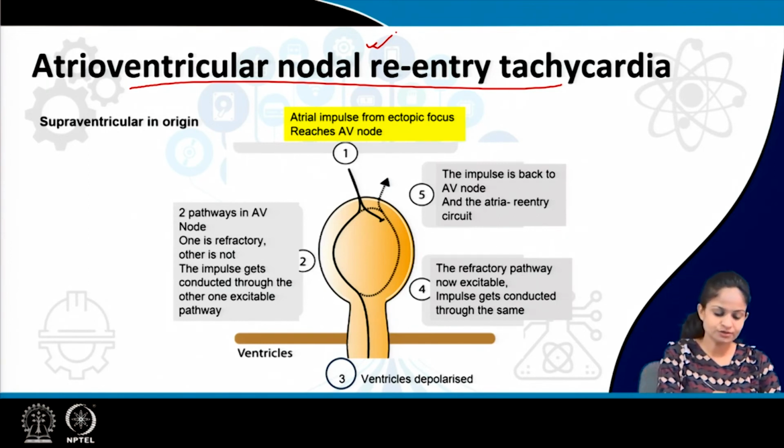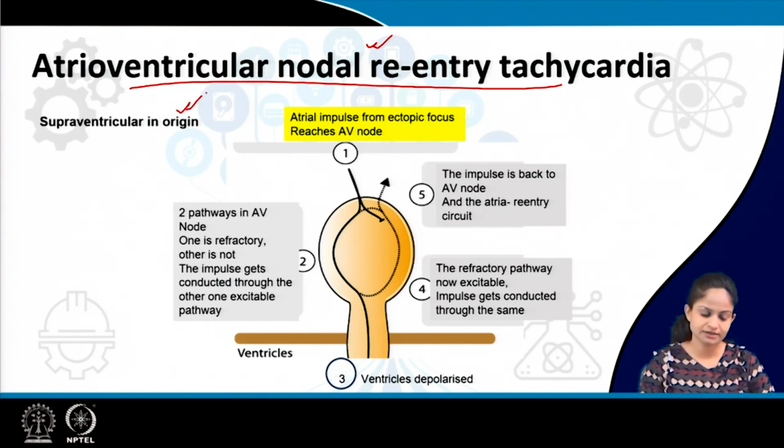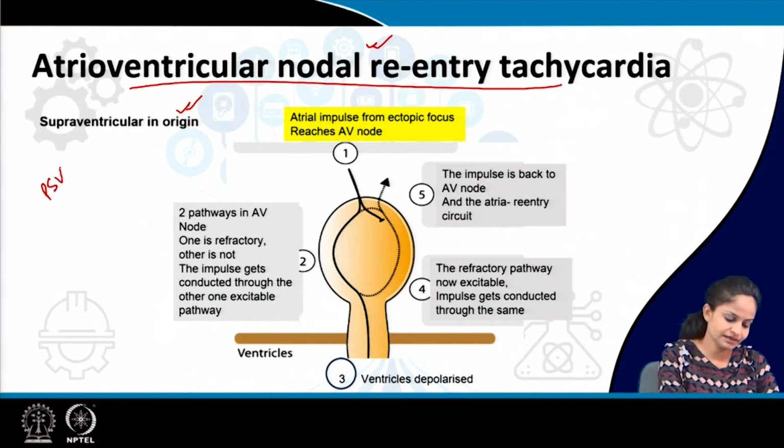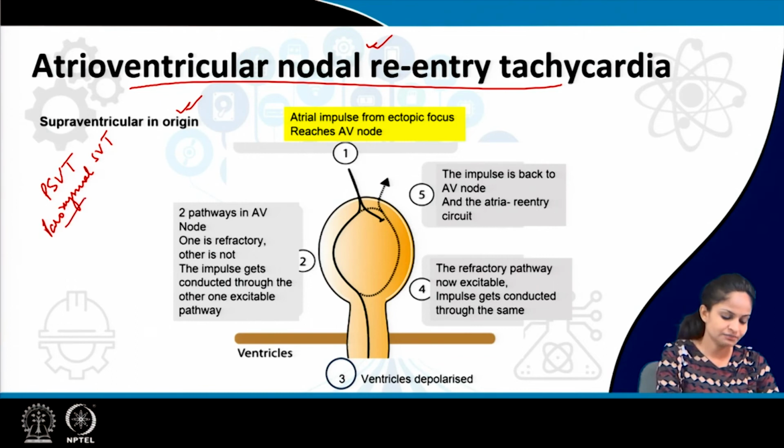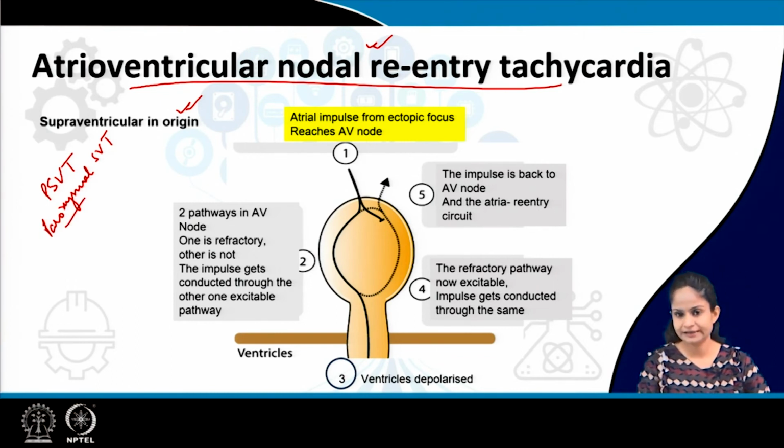So, this is usually supraventricular in origin. It is also called PSVT, paroxysmal supraventricular tachycardia. Since it is occurring at the level of the AV node, that is why it is supraventricular. Paroxysmal because it happens suddenly, the onset is sudden, the ending is sudden. So, that is why we call this PSVT.